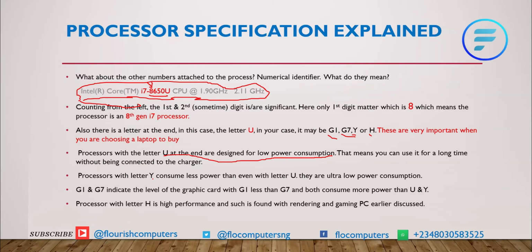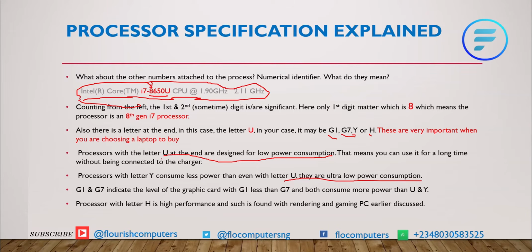Now, processors with the letter Y. If the identifier ends with the letter Y, it consumes less power than even the letter U. So they are ultra low power consumption. Now, the ones with the letter Y are ultra low power consumption.